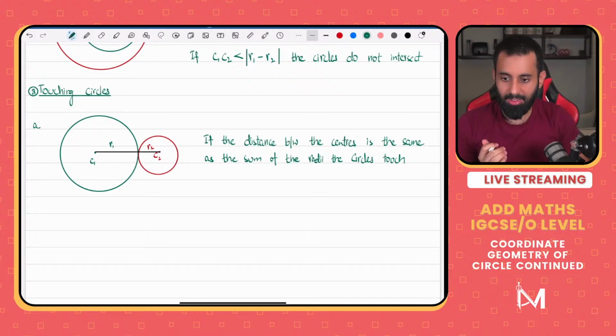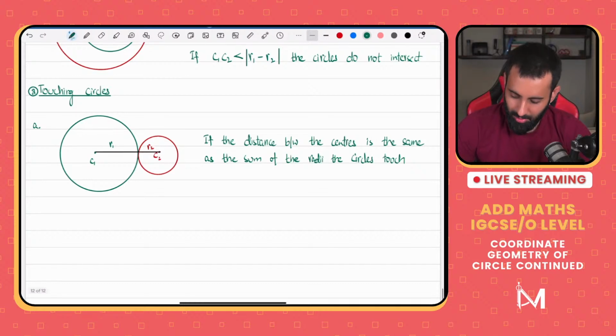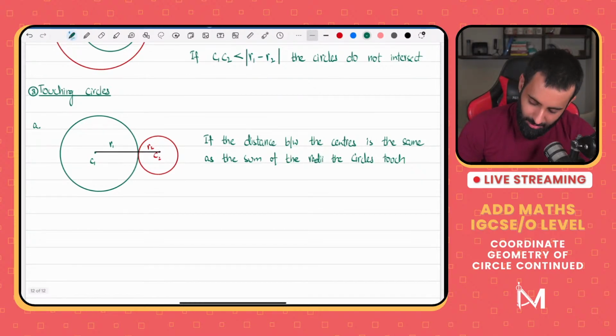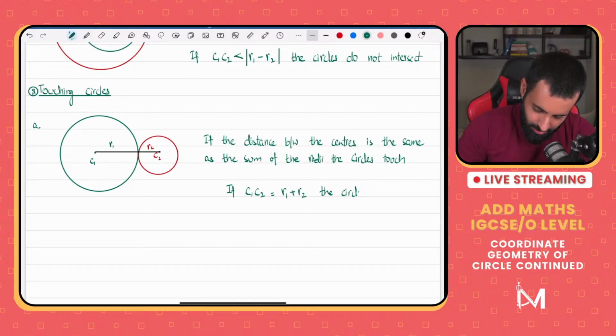Although mostly I would say this topic is going to come in paper 1. So let's summarize it. If C1C2 is equal to R1 plus R2, the circles touch.